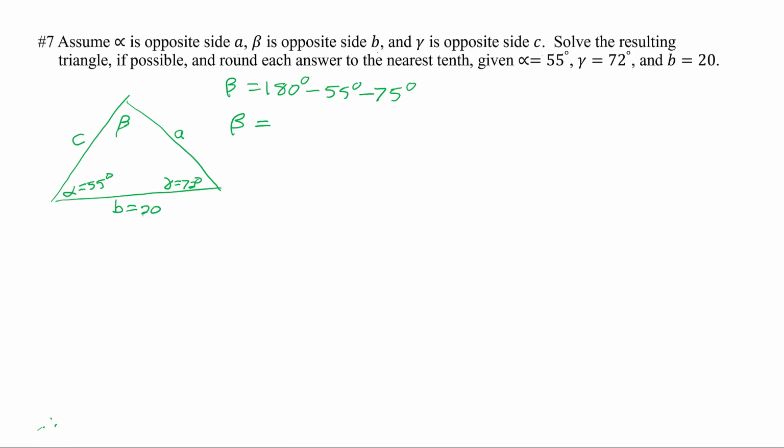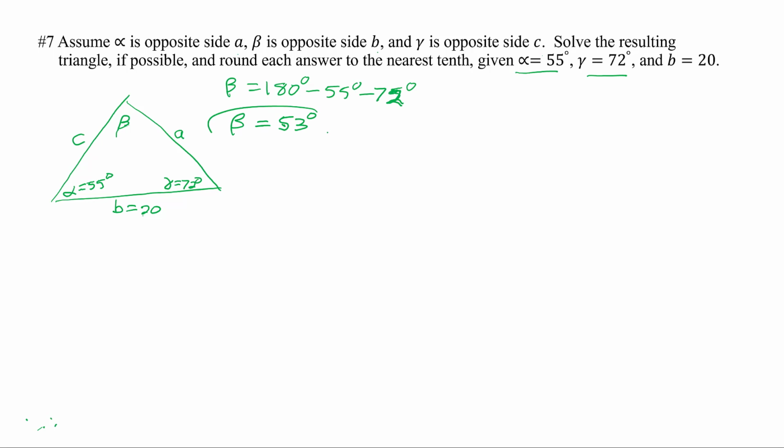Okay, I'm trying to find my eraser here. Well, I'm not finding my eraser, so I'm just going to change this to 72 degrees. So we have 180 degrees minus 55 degrees minus 72 degrees, and we get beta is equal to 53 degrees.